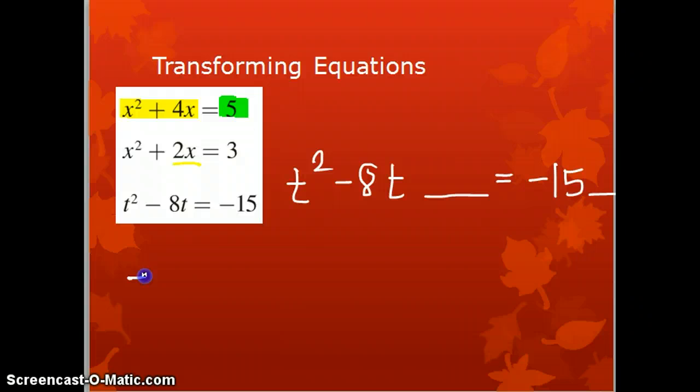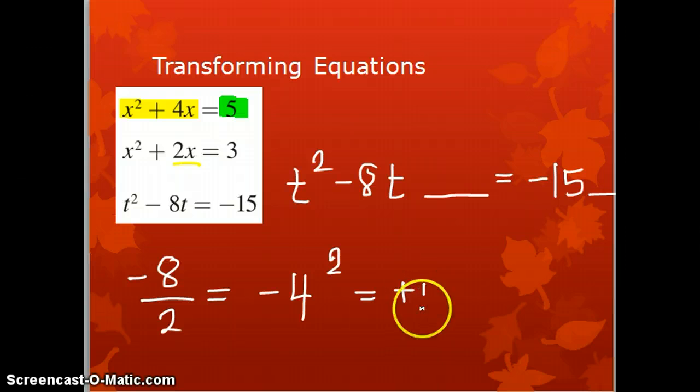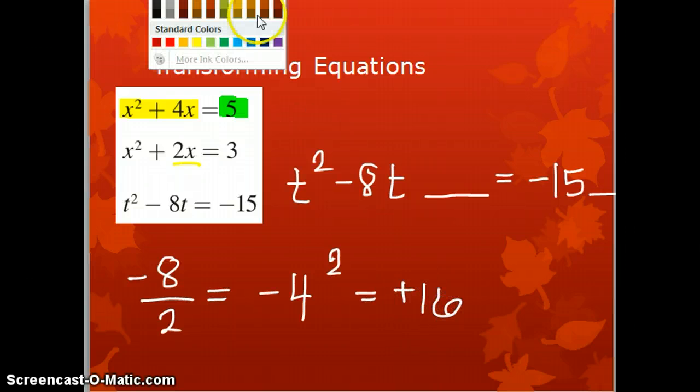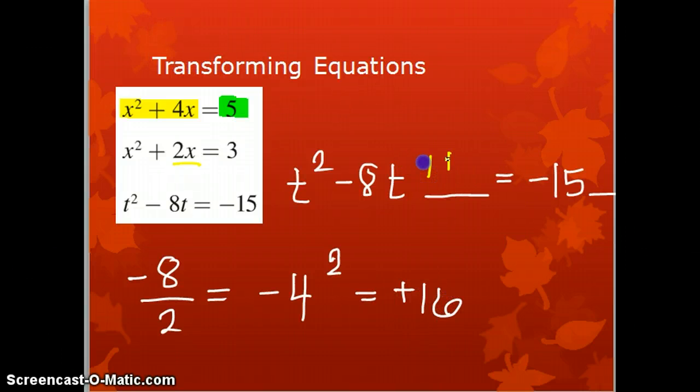So I take half of negative 8, or I divide it by 2. It's the same thing. Half of negative 8 divided by 2, I get negative 4. I square that number, and now I get a positive 16. Remember, you should always have a positive number, because every time that we square something, even if it's a negative, it cancels out. So now I add that 16 to both sides.